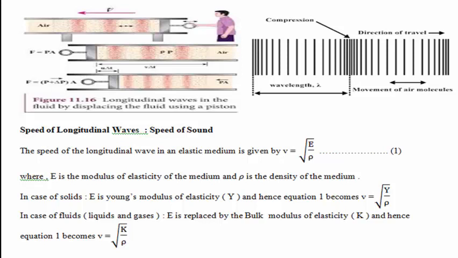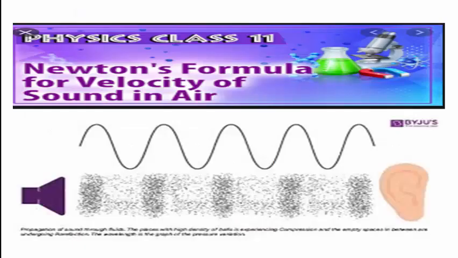In case of fluid, and fluid is something which can flow, so liquids and gases both flow, E is replaced by the bulk modulus. Hence equation 1 becomes V is equal to root of K divided by rho, where K is the bulk modulus and rho is the density of the medium.